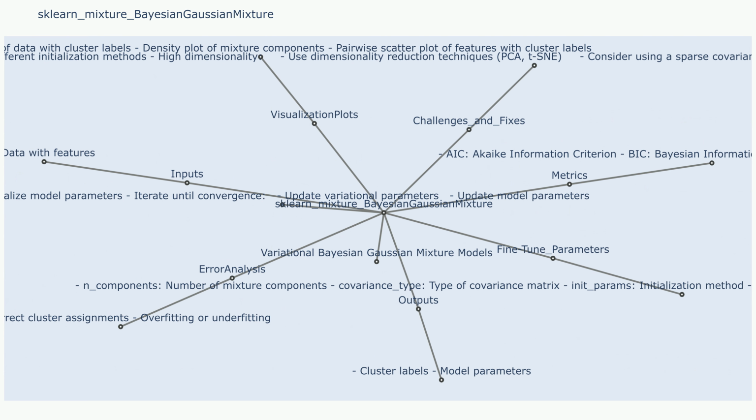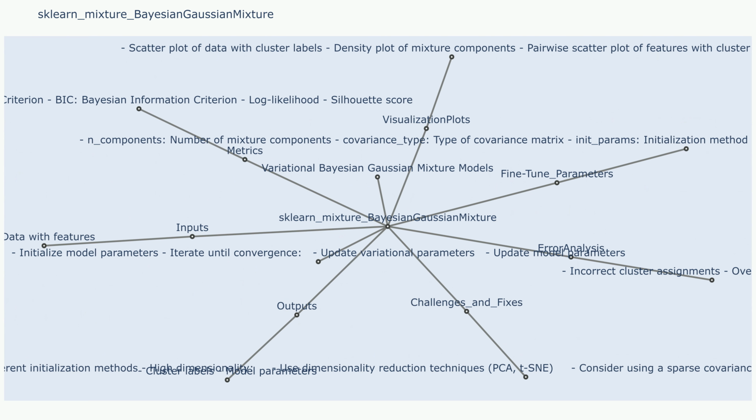Fine-tune parameters: n_components, the maximum number of components to consider. weight_concentration_prior_type controls the strength of the prior on the mixing weights, influencing the sparsity of the model. Options include Dirichlet process and Dirichlet distribution. weight_concentration_prior, a float specifying the concentration parameter for the Dirichlet prior.